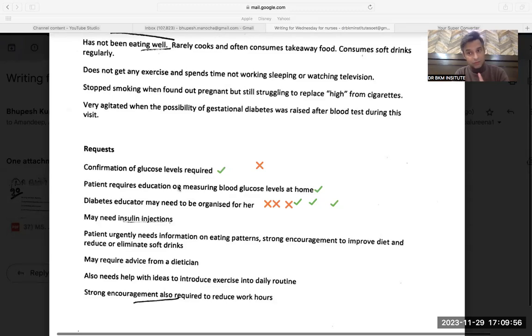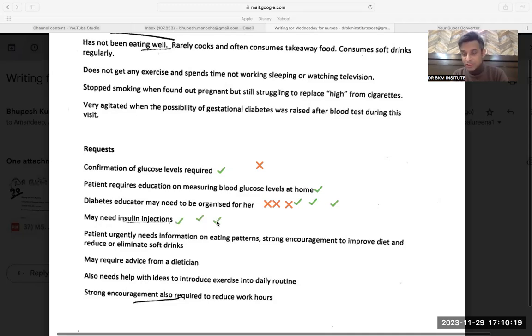Patient requires education. Very important point. May need insulin injections. So only the diabetes educator can check whether the patient needs it or not. So you can request the diabetes specialist, please check whether the patient needs insulin injection or not. Important point.